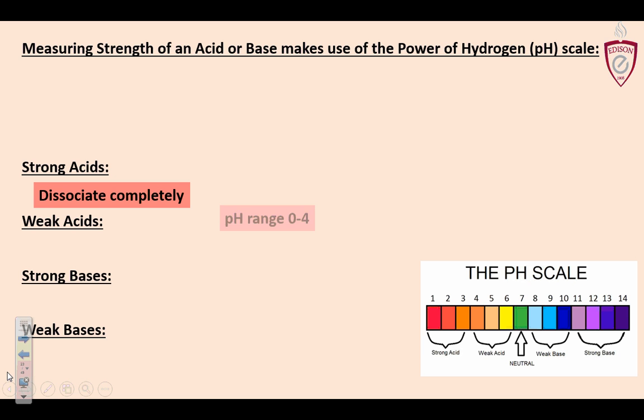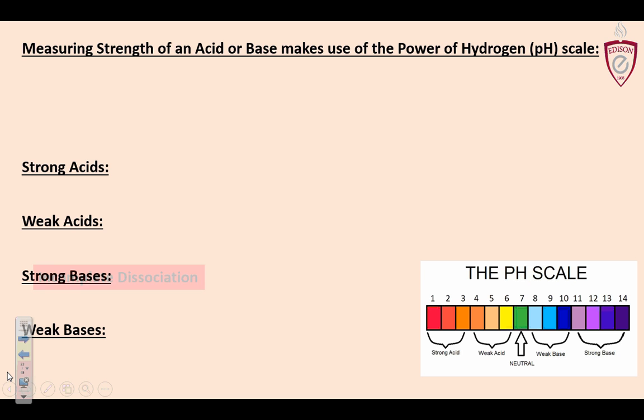They all break up. When we did our solutions, you saw salts that did this. Like NaCl dissociates completely, so there's no Na bound to Cl anymore. This type of acid would dissociate completely, and therefore I get a pH range of 0 to 4, because my concentration of H plus is going to be really high.